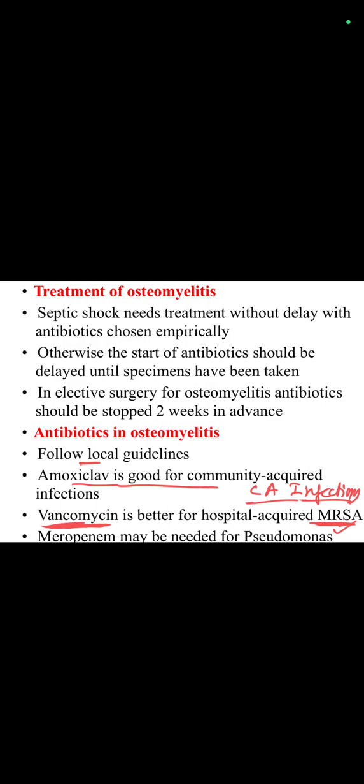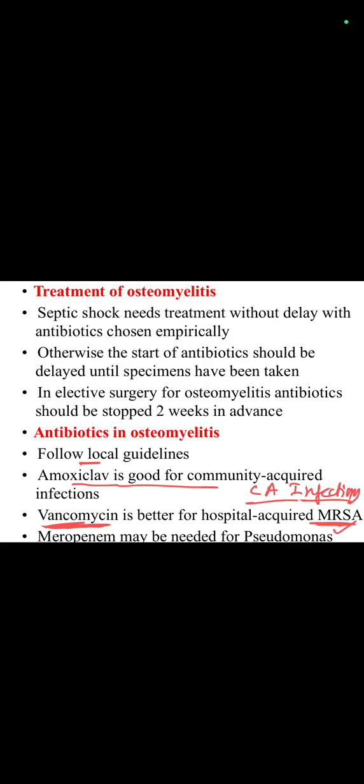Treatment of osteomyelitis. Septic shock needs treatment without delay with antibiotics chosen empirically. Otherwise, the start of antibiotics should be delayed until specimens have been taken. In elective surgery for osteomyelitis, antibiotics should be stopped 2 weeks in advance. Antibiotics in osteomyelitis follow local guidelines. Amoxicillin is good for community acquired infections. Vancomycin is better for hospital acquired. For MRSA, vancomycin; meropenem may be needed for Pseudomonas.